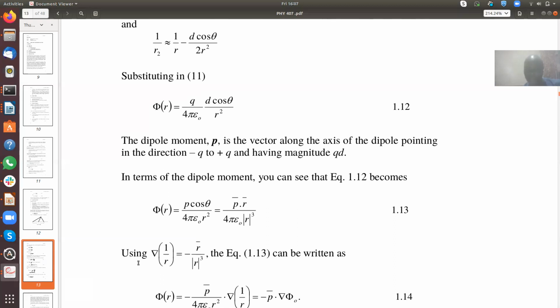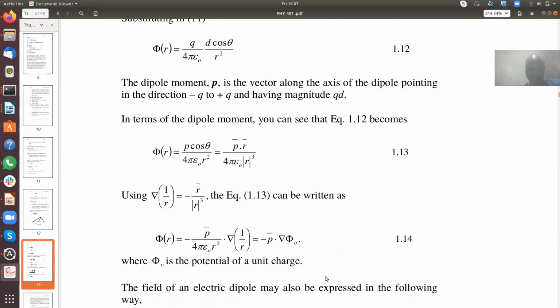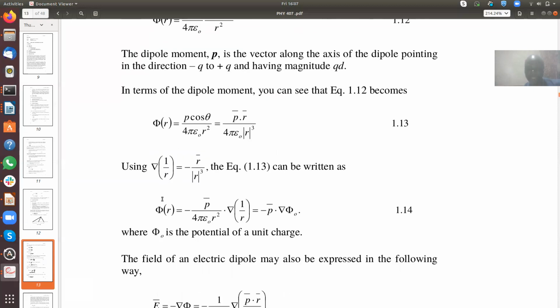So you can now see that using the grad of 1 over R, you now have negative this over this. So equation 1.13 can be written in this form now. The potential φ equals this, where φ0 is the potential of a unit charge, that is, the φ0 here is the potential for a unit charge when you are considering just a unit charge.